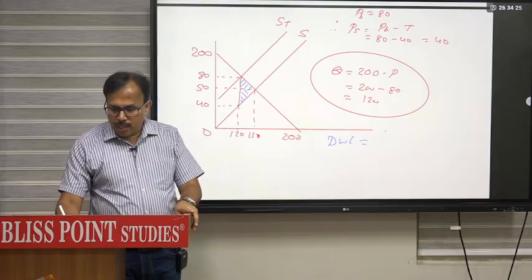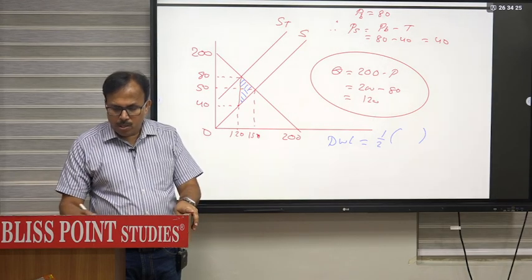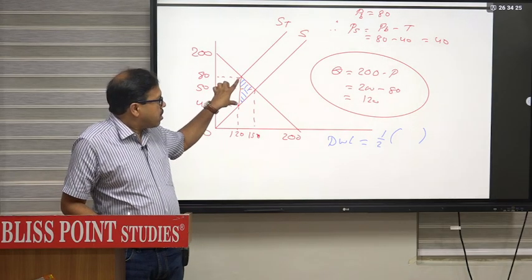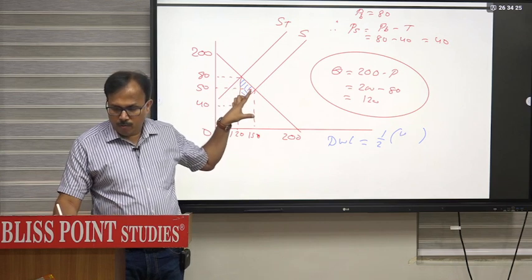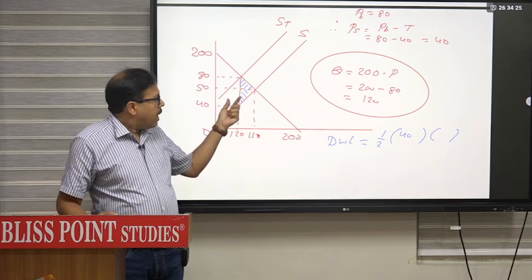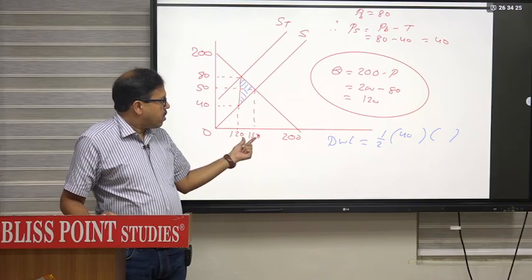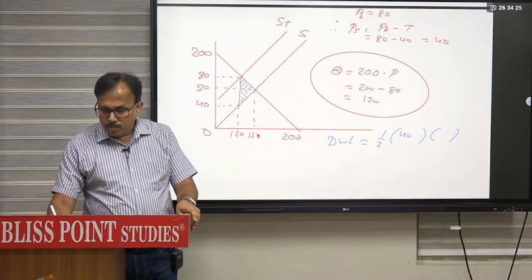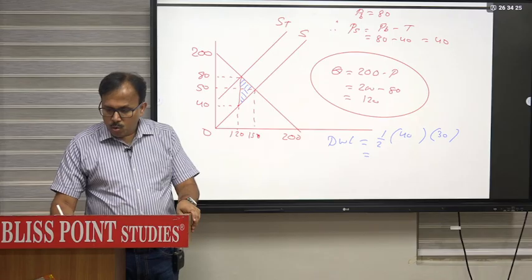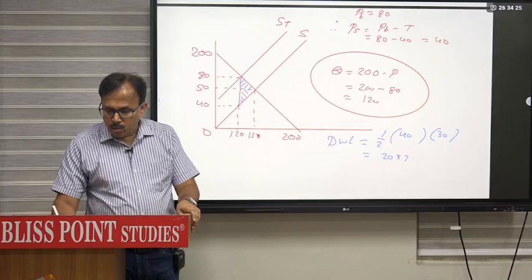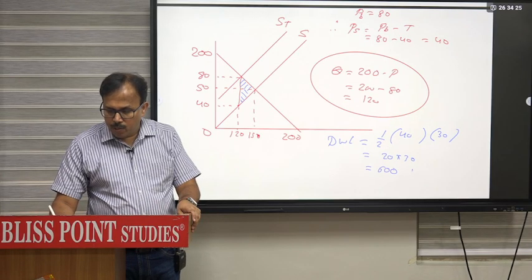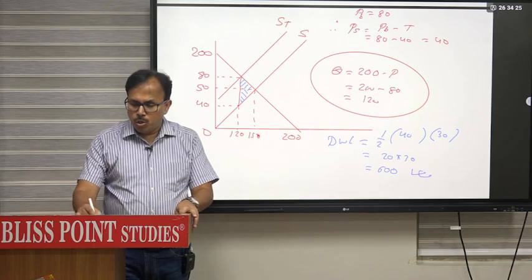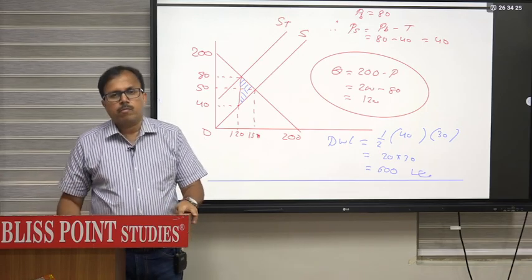So area of this triangle is half into base, and what is base? Base is this tax size. So tax size is 40. And what is height? Height is this. So this gap is 30. So that will be half into 40 into 30. 600 is the deadweight loss. 8 नंबर का जो क्वेश्चन है वो यहाँ कंप्लीट हो गया.